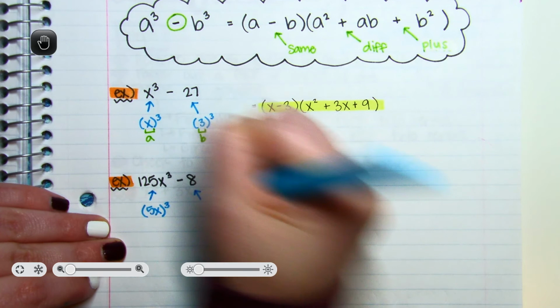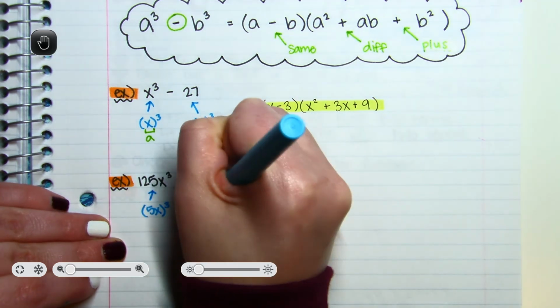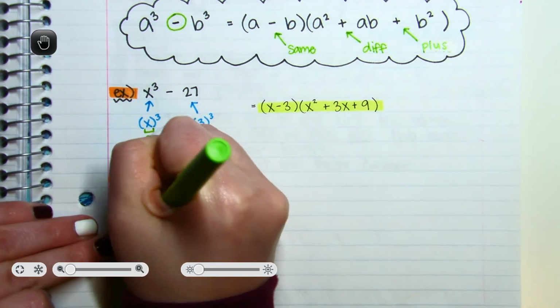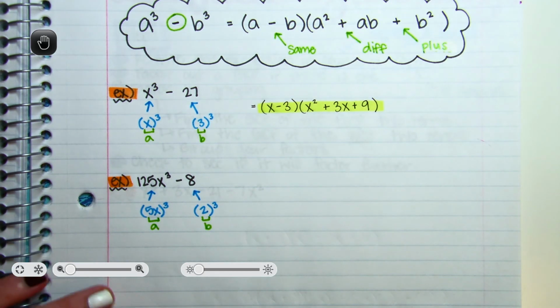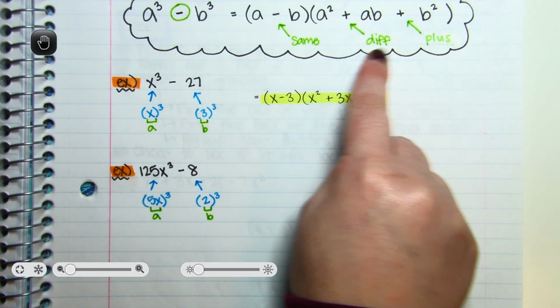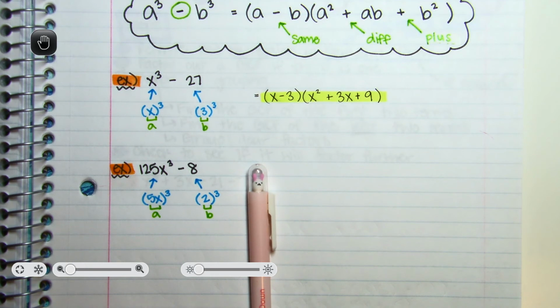And then what is the cube root of 8? You should have said 2. Which means this is A and this is B. So I want you to go ahead and push pause, finish this on your own, and remember, same, different, plus. So finish this problem and then push play when you're ready to check your answer.